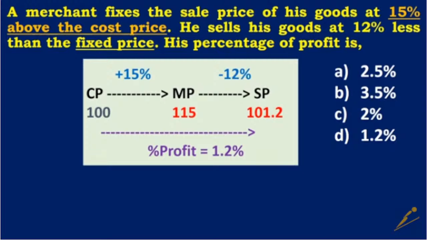After subtracting this number from the marked price, the selling price is 101.2 rupees. The difference between the selling price and the cost price is 1.2 rupees. The profit percentage is then 1.2%.